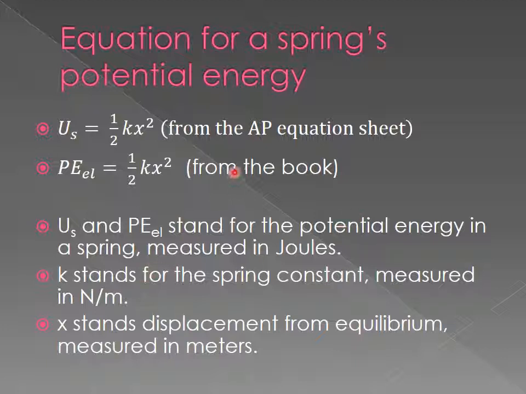The one on the AP equation sheet is that you have the potential energy of the spring, or US, equal to 1/2 kx squared. Or the book will use PE with EL, meaning elastic potential energy. That's more cumbersome than the U, so I like the U from AP more. Either way, they both equal 1/2 kx squared.